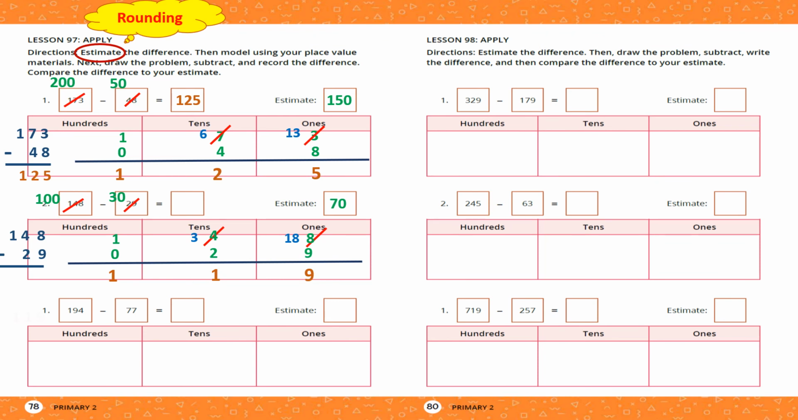Now 148 minus 29 equals 119. So the exact result of 148 minus 29 equals 119, while the estimated result equals 270. Now you can complete the rest of the examples by yourself.